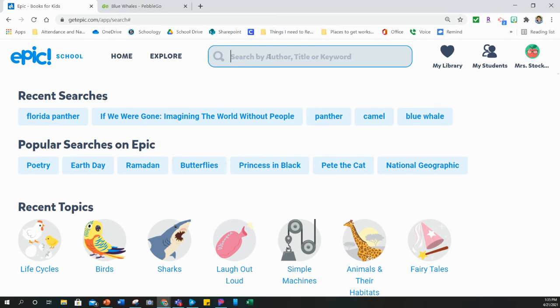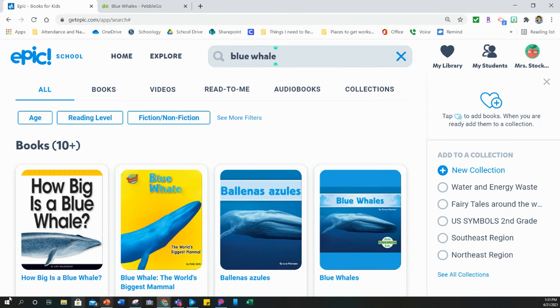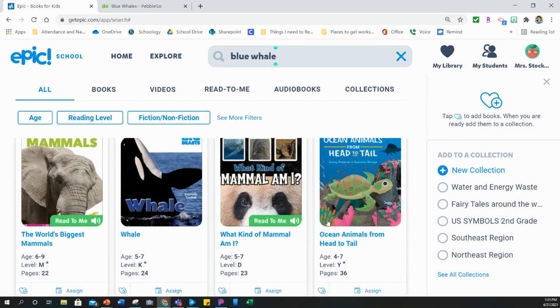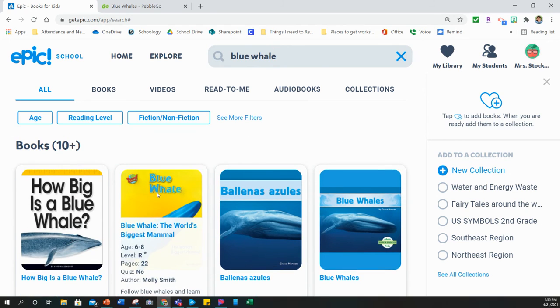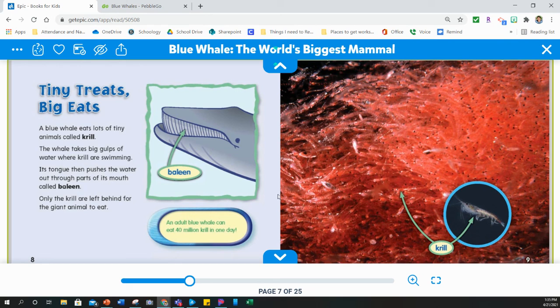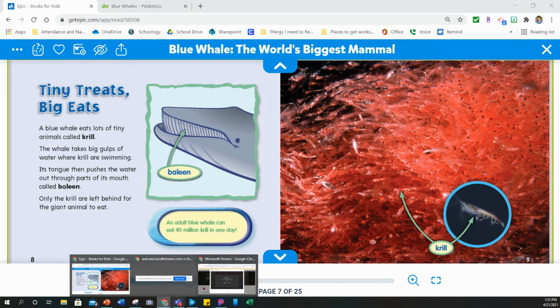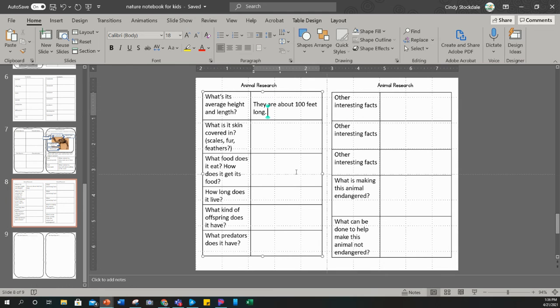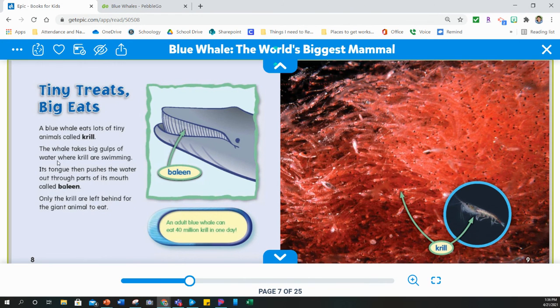All right, so let's say that I'm doing blue whale here. There's all of these books. Look at it. So I'm going to go to blue whale. And then, oh, look, here, blue whales eat lots of tiny animals called krill. All right, so I'm going to go to my graphic organizer. Food. What food does it eat? They eat krill. How does it get its food? And then I would have to look up, oh, it takes gulps of water and then it pushes the water out and then it's left with food. I would have to write that in, okay?